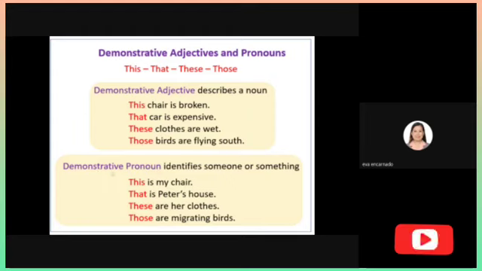Tingnan nyo itong sa baba, demonstrative pronoun. Pag ginamit siya as pronoun in a sentence, it depends on how you use them in the sentence. Yung this is my chair, sinasabi mo na ito yung chair mo, di ba? Meron kang makikitang mga linking verbs. Pag dito naman, as an adjective, katabi niya mismo yung noun. It comes immediately before a noun, or it comes with a noun beside. Okay? This chair, that car, these clothes, those birds.